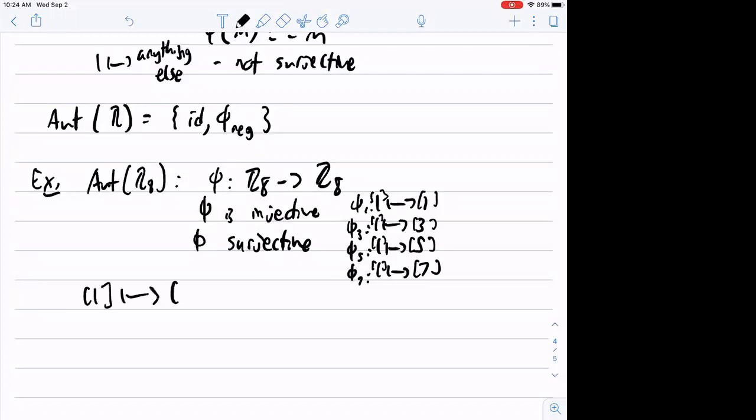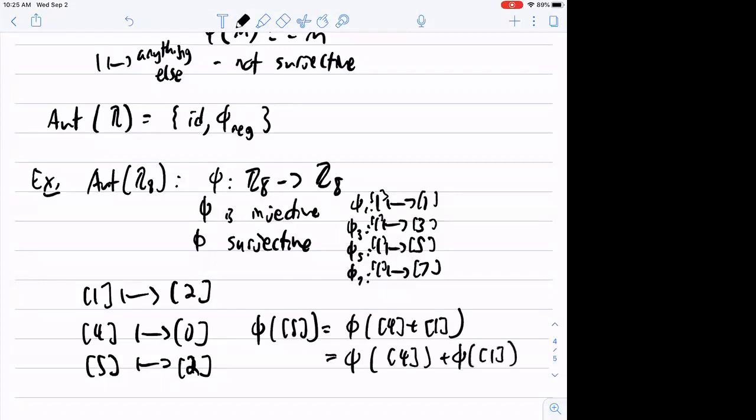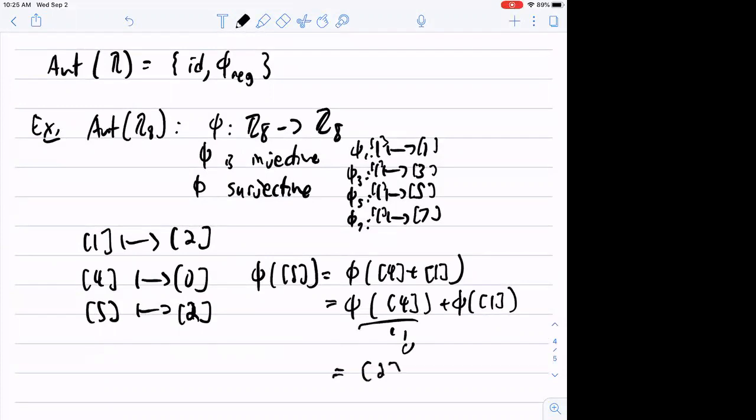Because if you send 1 to 2, for example, 4 maps to 0, because 2 plus 2 plus 2 plus 2 is 8, which is 0. Then phi of 5 is phi of 4 plus 1, which is phi of 4 plus phi of 1. This is 0, so it's just phi of 1, which is 2. So you see it's not injective, because 1 and 5 map to the same thing. And in fact, you could show it's not surjective either.